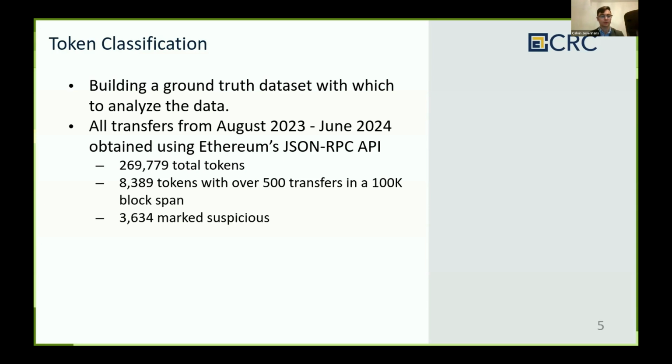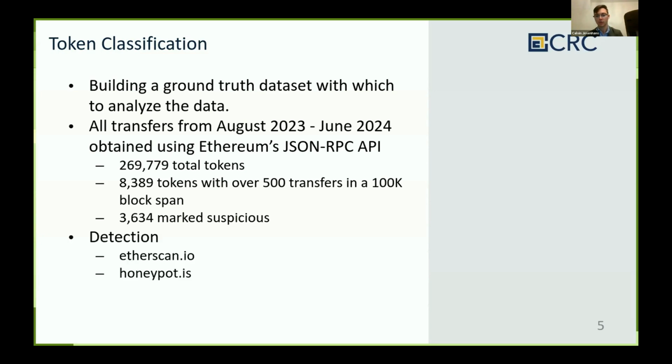And we wanted to limit the search to a manageable number. If we went really any further beyond 500, the number of contracts that you would have to consider ballooned really quickly. And of those 8,000, we ultimately marked 3,600 suspicious.